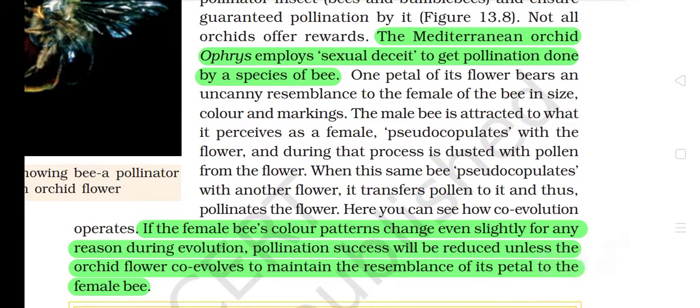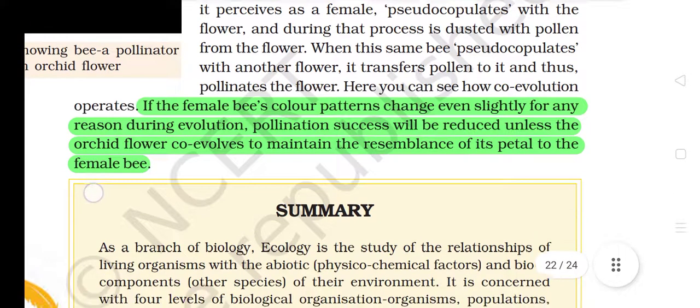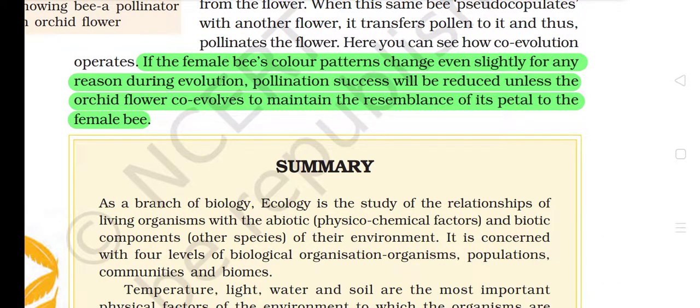One petal of its flower bears an uncanny resemblance to the female of the bee in size, color, and markings. The male bee is attracted to what is perceived as a female, pseudocopulates with the flower, and during that process is dusted with pollen from the flower. When this same bee pseudocopulates with another flower, it transfers pollen to it and thus pollinates the flower. Here you can see how coevolution operates. If the female bee's color patterns change even slightly for any reason during evolution, pollination success will be reduced unless the orchid flower co-evolves to maintain the resemblance of its petal to the female bee.